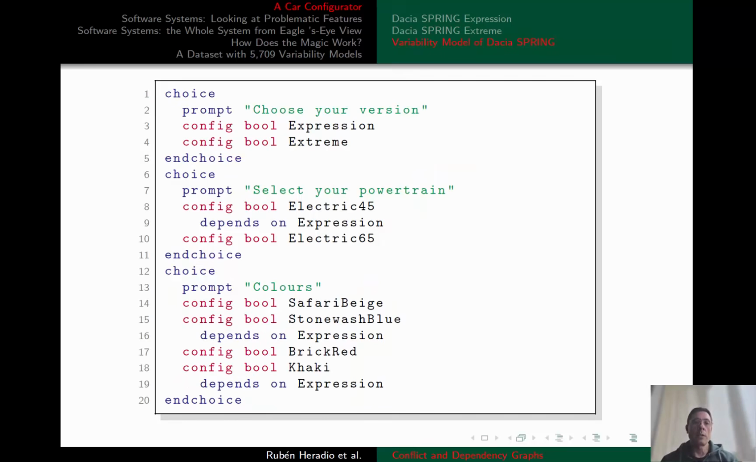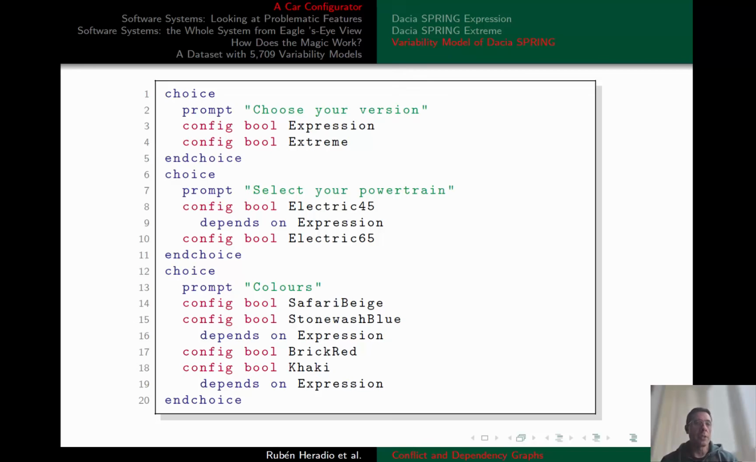Internally, the configurator is managing something called a variability model. A variability model is a specification of the configurable features and their interrelationships. In this example, we have three choices. The first choice to select the version of the car, the second to select the powertrain, and the third choice to select the color of the car.